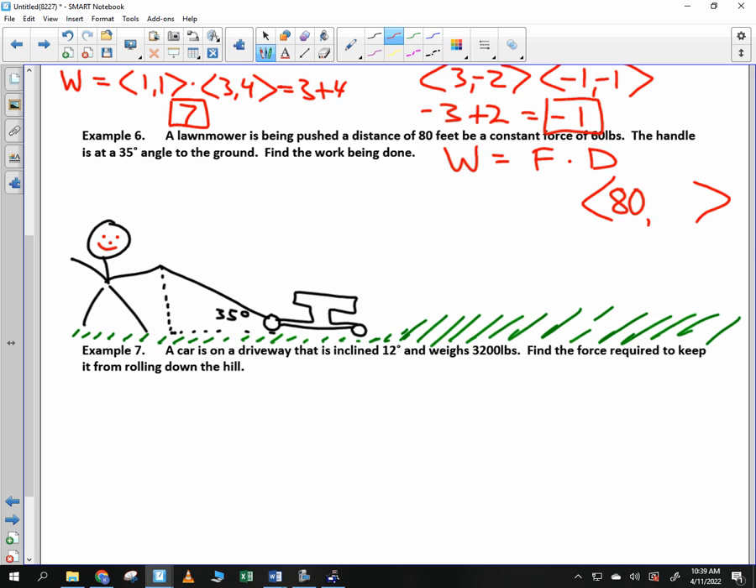And then how far have we pushed the lawnmower up? Hasn't moved up at all. Yep. So that's my distance vector. Okay.